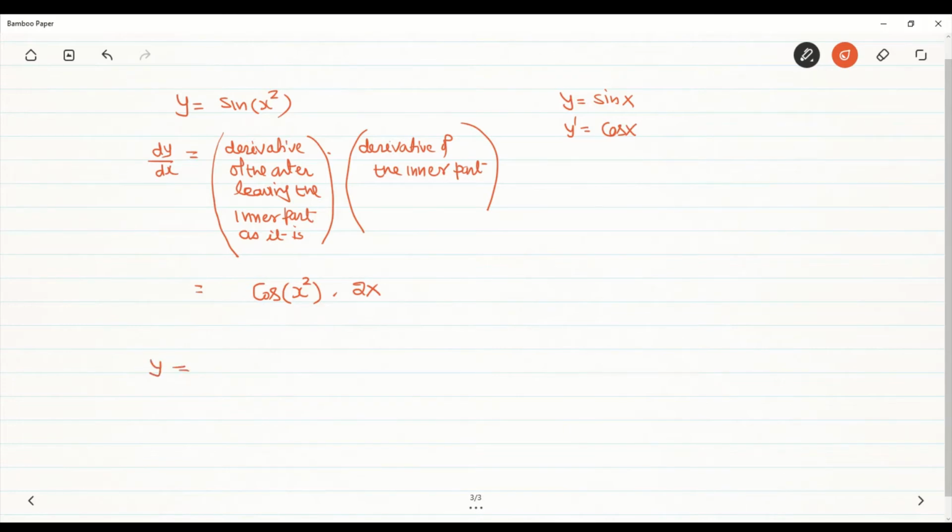Suppose y is equal to cos of e raised to the power x. Now again, if I have to find the derivative, the outer part derivative would be minus sine. So I'm writing minus sine, leaving the inner part as it is, so e raised to the power x. Now the outer part cos is done, so now the derivative of the inner part, which is e raised to the power x, has to be just e raised to the power x.